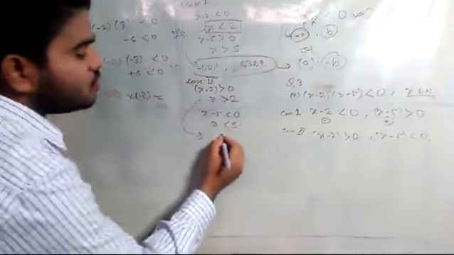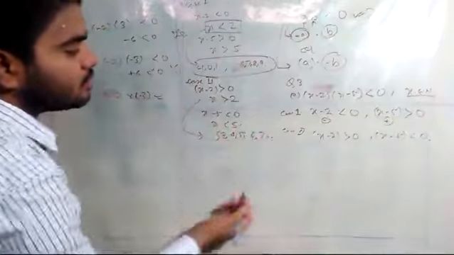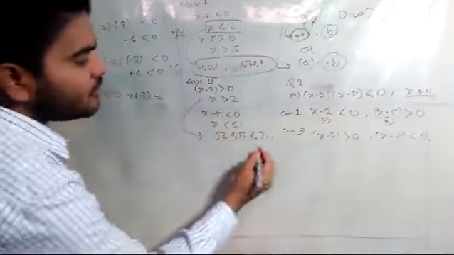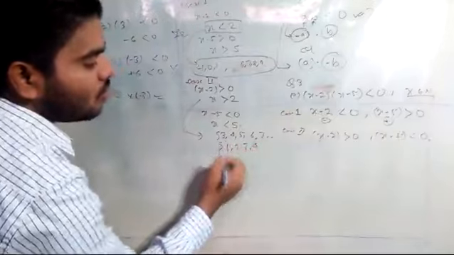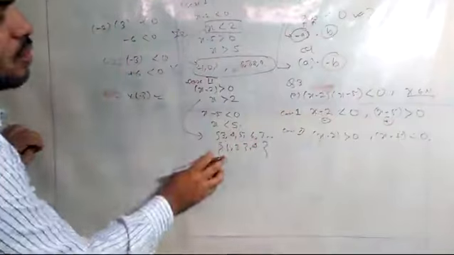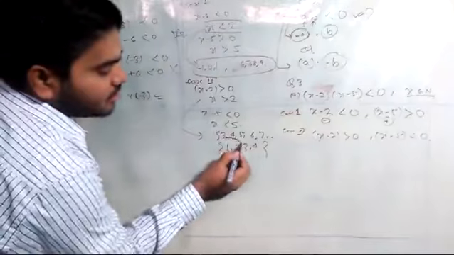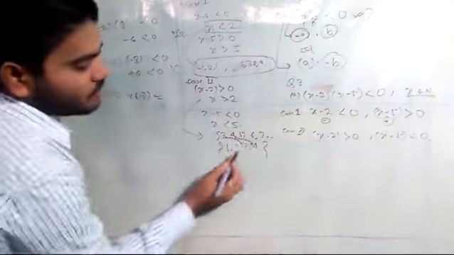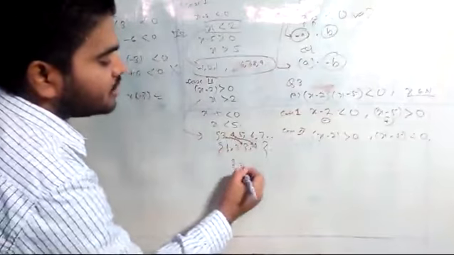X is greater than 2 means 3, 4, 5, 6, 7, up to infinity it may go. Here x is less than 5 means 4, 3, 2, 1, over. Why am I saying over here? Because x belongs to a natural number. That also we have to keep in our mind. Now what are the common numbers that we are seeing? 3, 4. So your final answer will be 3, 4.